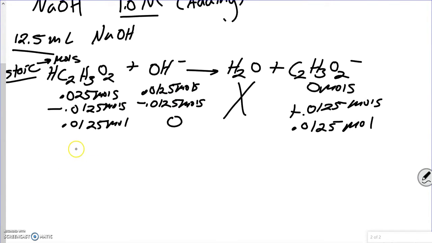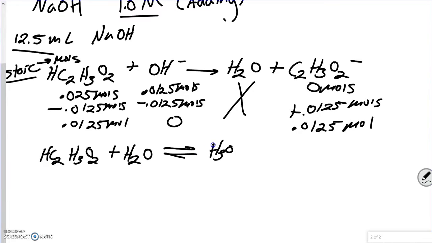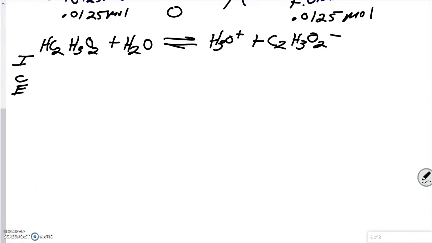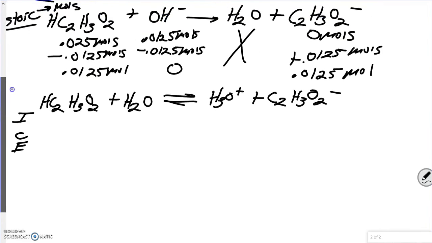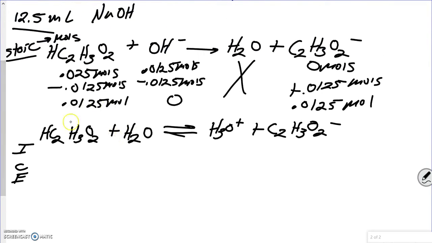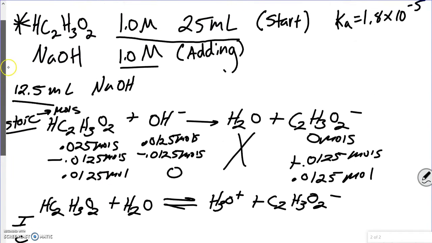In this case, we have the original equilibrium, which was in the other video, but it's still the same thing going on. So we have the acetic acid reacting with water to produce hydronium ions and acetate ions. So we're going to do an ICE table with these substances. But remember, in an ICE table, we need molarity. So right now, what we've calculated is moles. We need molarity. Well, remember, molarity is moles over liters.